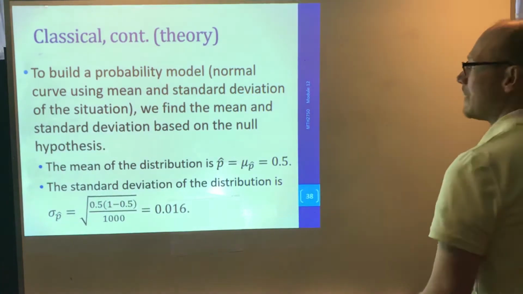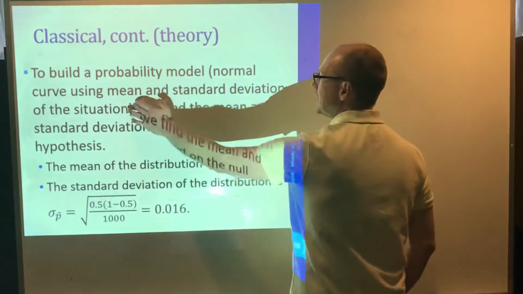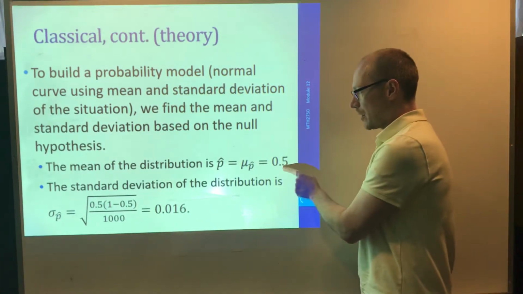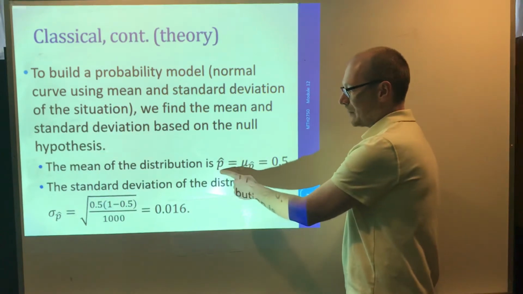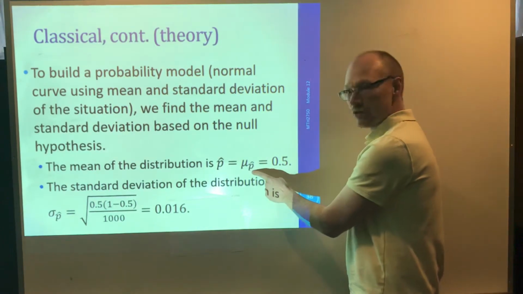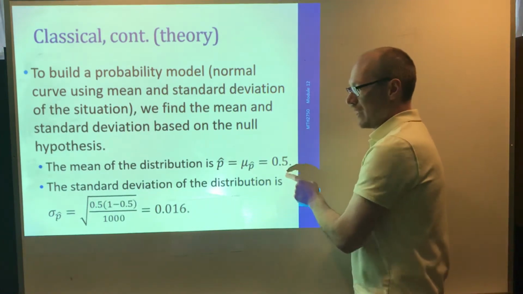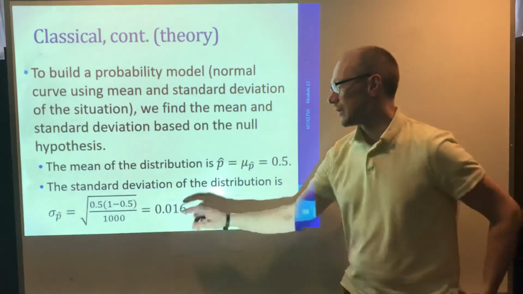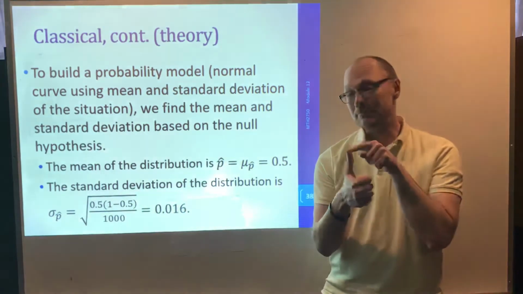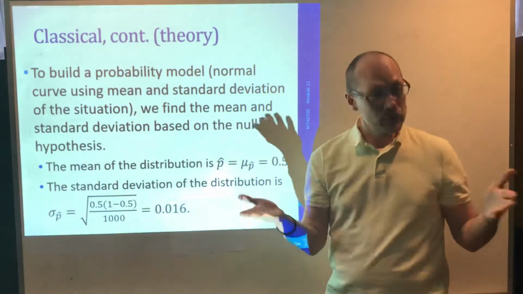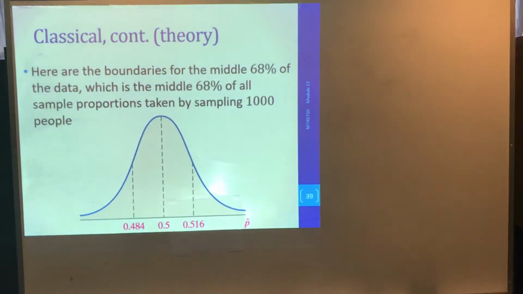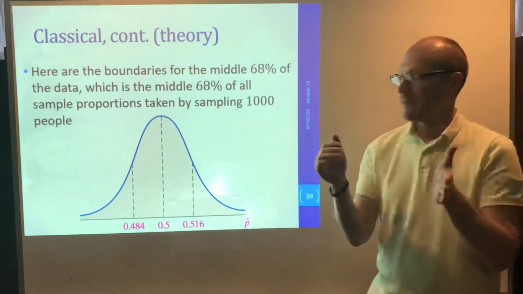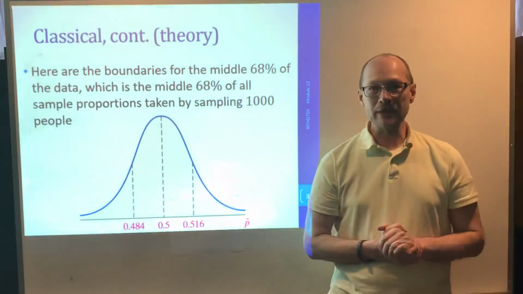And to build a probability model, it's a normal curve. We've got to figure out what the mean and standard deviation are of our situation. Well, that's based on the stated population proportion, which is our mu. This goes back to one of the previous chapters, right? That's 0.5. And then the standard deviation is going to be the square root of 0.5 times 1 minus 0.5 divided by 1,000. We find out that that's 0.016. So now look, we've got our mean and standard deviation. We can build a normal curve. If we build a normal curve with a mean of 0.5 and a standard deviation of 0.016, we can start to see where some boundaries might start showing up.